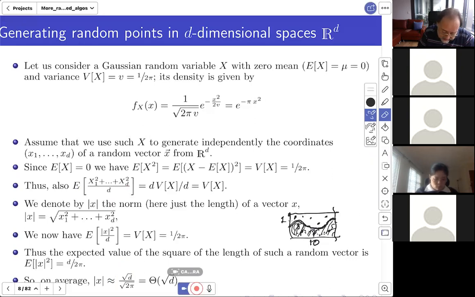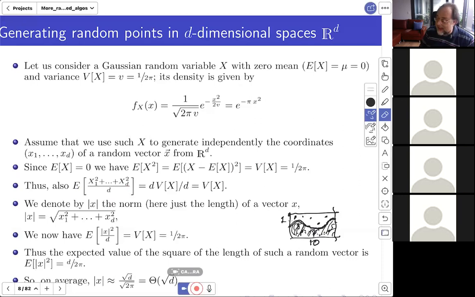if your variance is 1 over 2 pi. So the length of your vector will of course depend on the variance. Larger the variance, longer the vectors will be, but on average, all vectors will be very close to square root of d in size.